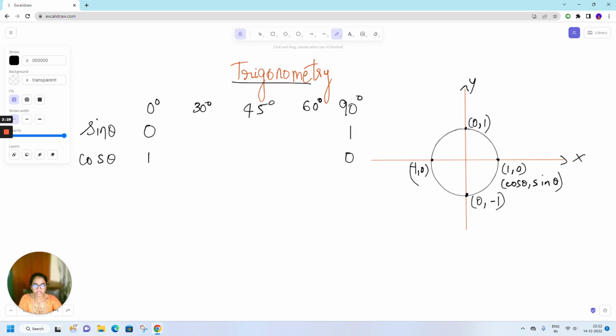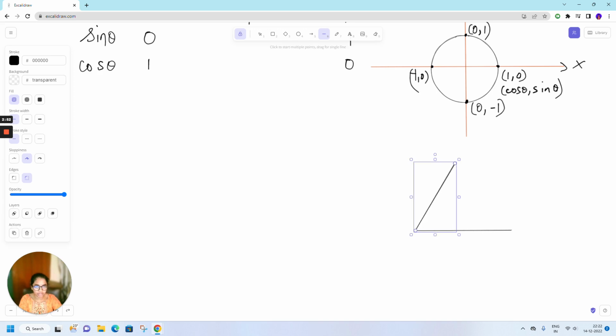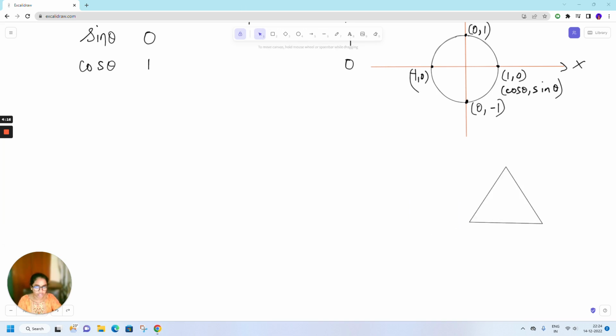Now to start with, let me take an equilateral triangle. What do you mean by an equilateral triangle? An equilateral triangle is a triangle in which every side is equal and every angle is equal. Agree? Now let me take an equilateral triangle. So yes, this is an equilateral triangle. Let me name it as A, B and C.